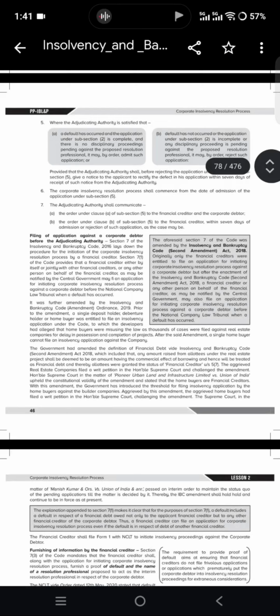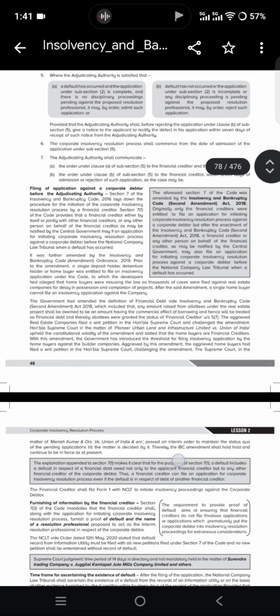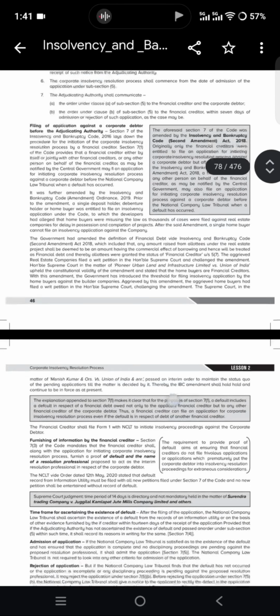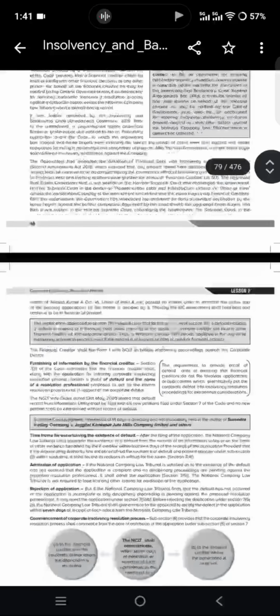So, the 7 days is directory, and 7 days will be given to rectify from the receipt of notice. The CIRP shall commence from the date of admission of the application, that is the insolvency commencement date. The AA shall communicate the order to the financial creditor and corporate debtor within 7 days of the admission or rejection, as the case may be. Originally only financial creditors were entitled to file an application, and it was further amended that any other person on behalf of the financial creditor, as notified by the CG, can also initiate the CIRP by filing an application under Section 7.